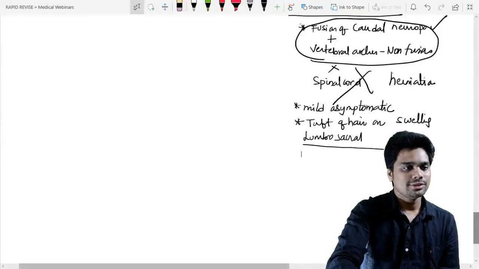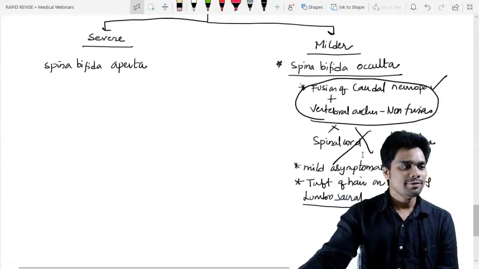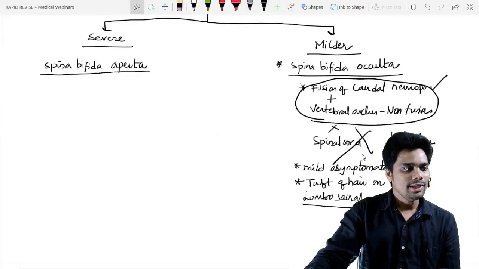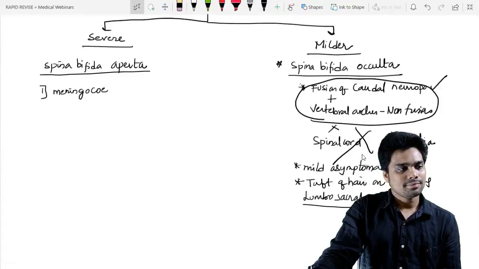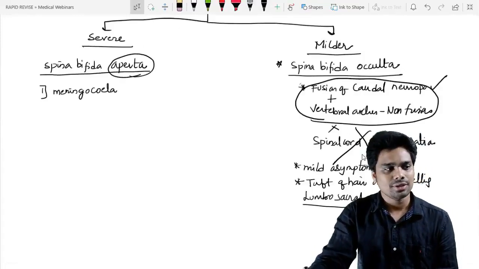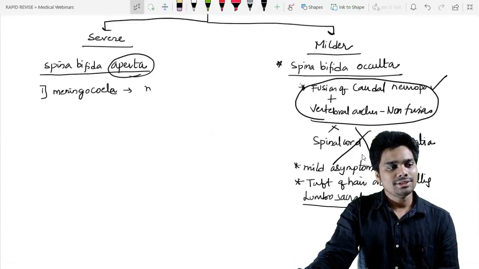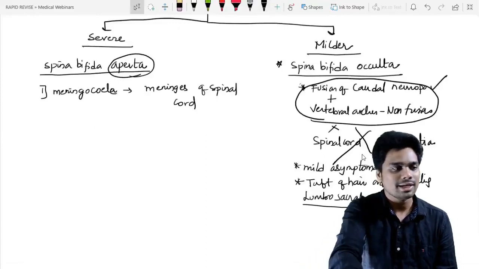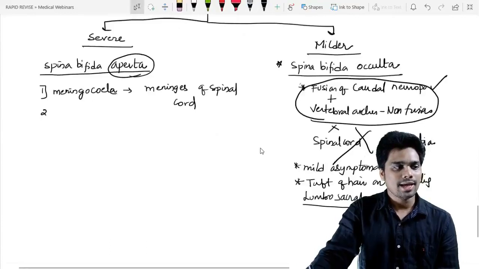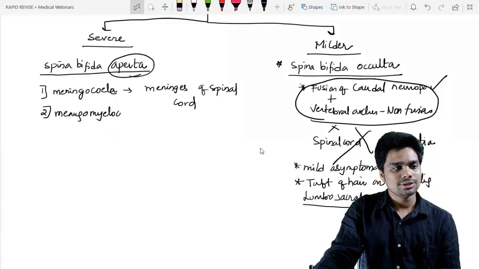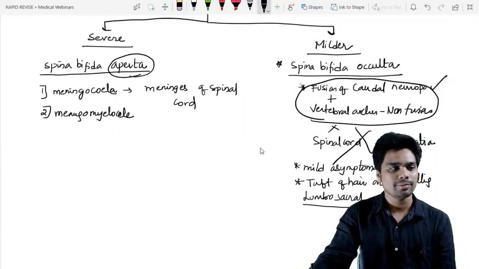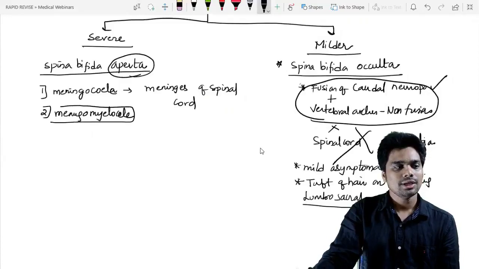So let's now go into the severe forms. In spina bifida aperta, one is meningocele. So there is some aperture. Aperta means aperture. So meningocele means the meninges of the spinal cord are herniating here. So there is herniation of the meninges of the spinal cord. The second variety is known as meningomyelocele. This is the term you frequently hear when I say neural tube defect, because among the neural tube defects, it is the most common.